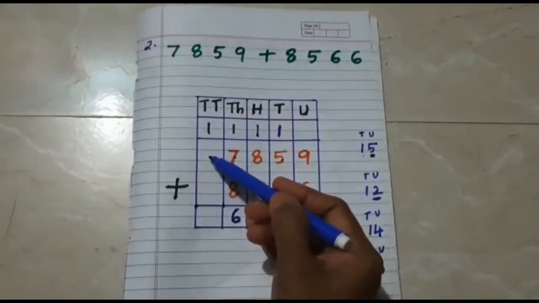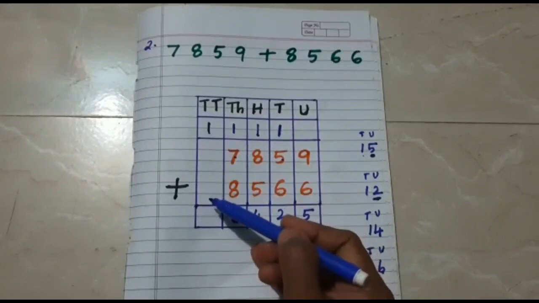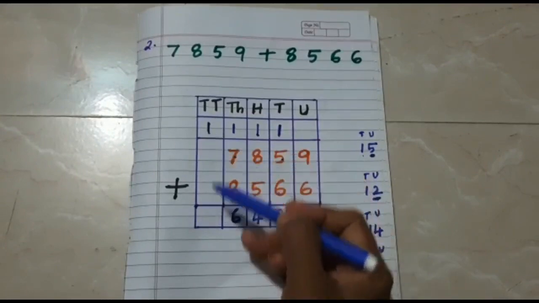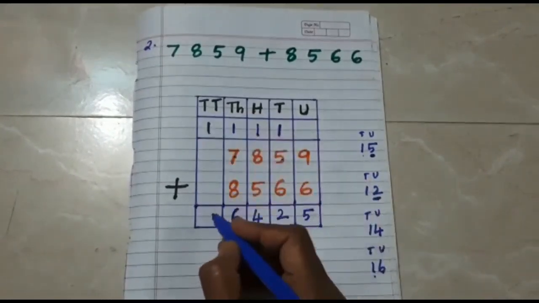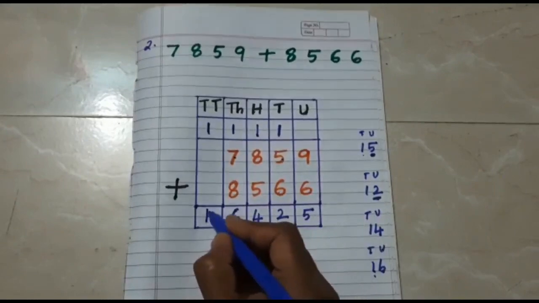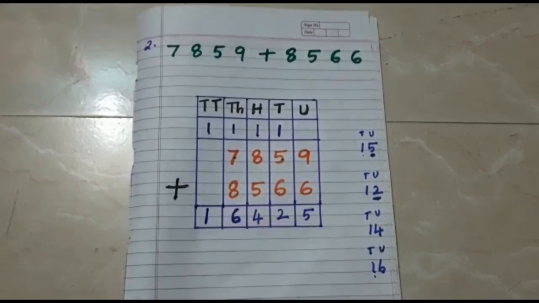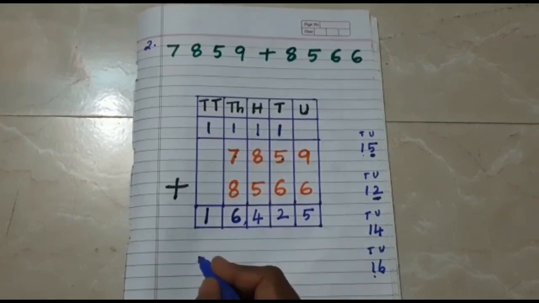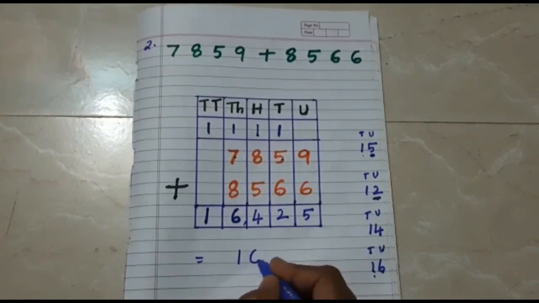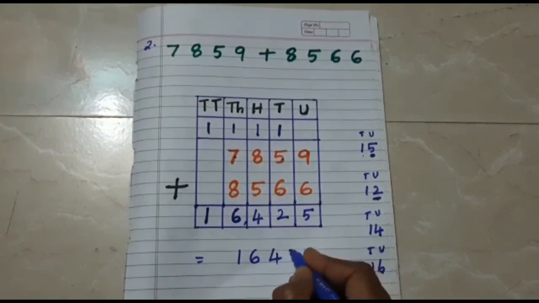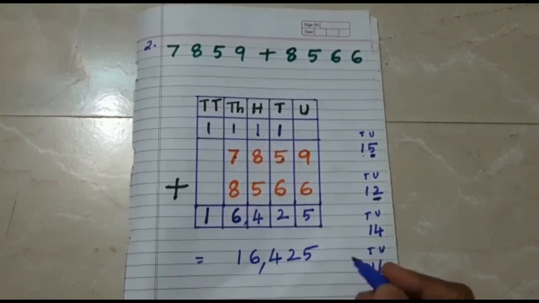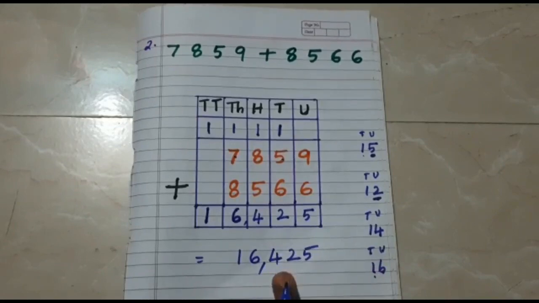So here children, we don't have any digits corresponding to 10,000s. So what I am going to do here, I am going to bring down this 1 directly to the 10,000s place. So what sum I got is 16,425. That is the final answer.